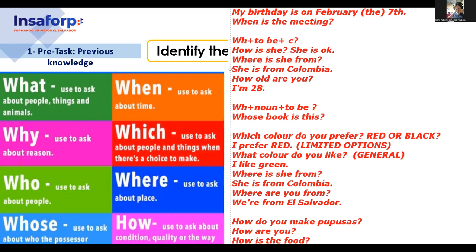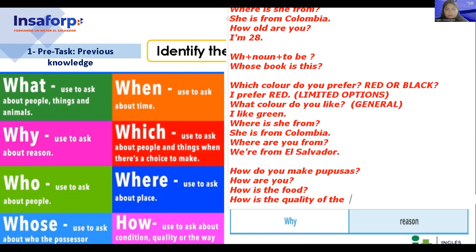For example, how is the quality, let's say, of the, so you that work in marketing, help me. Vamos a ver, chicos que trabajan en marketing. Bread. Okay, excellent. So how's the quality of the bread? ¿Cómo es la calidad del pan? ¿Cómo está la comida? ¿Cómo estás tú? ¿Cómo se hacen las pupusas? Y vemos que también how lo usamos para condición, calidad y procesos, o la manera de cómo se realizan.